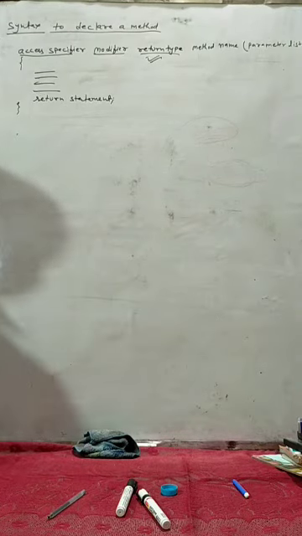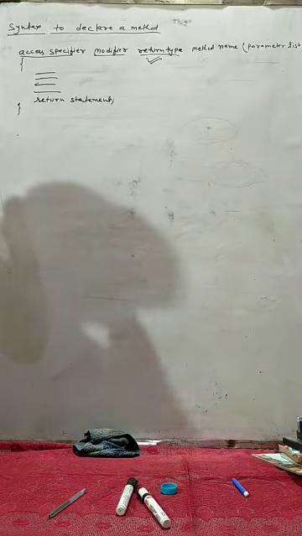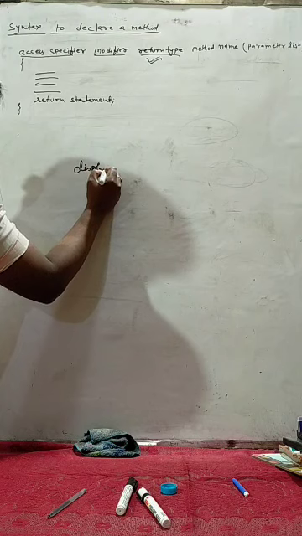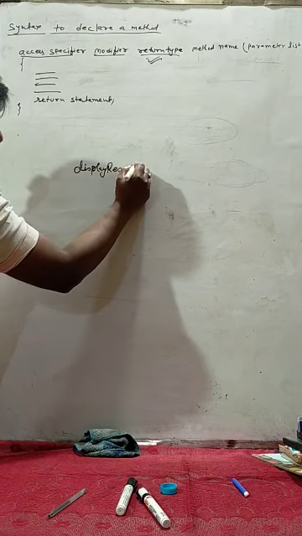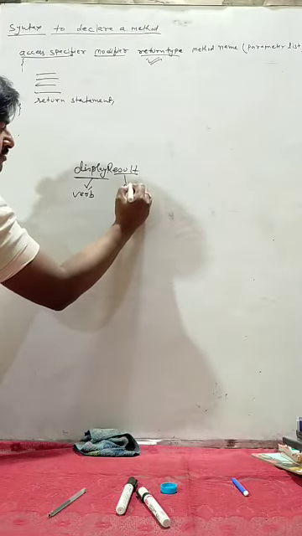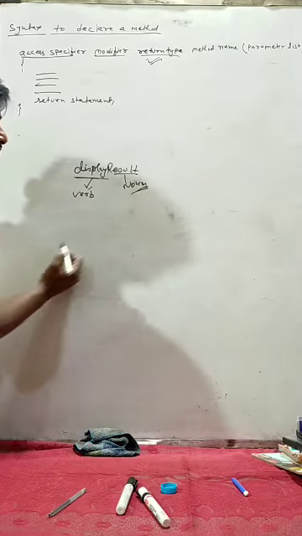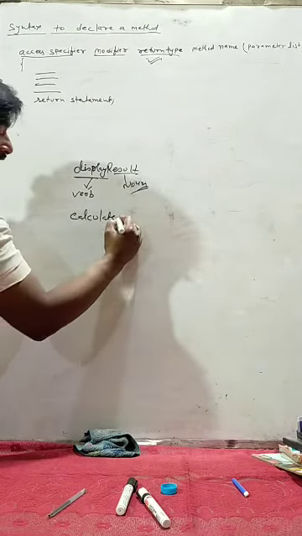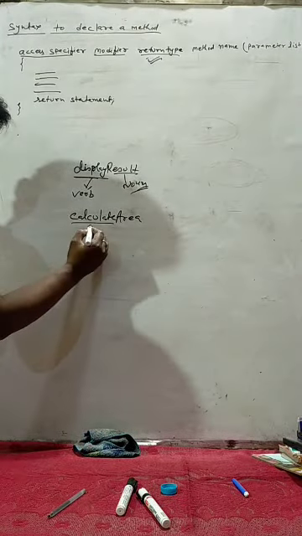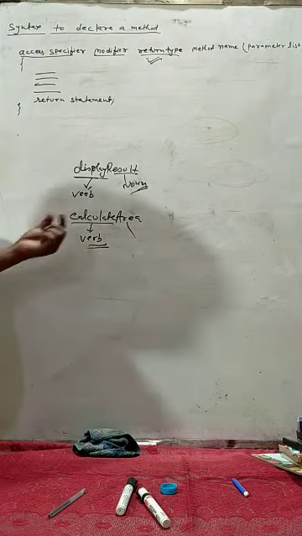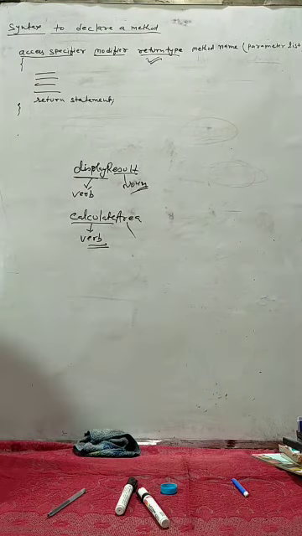Next is, the first word of a method should be a verb. Suppose, such as display result. See, this is the first word and this is a verb. This is the noun. Same way, calculate area. See, calculate is verb. Area is noun. So, first word of a method should be a verb. Okay?